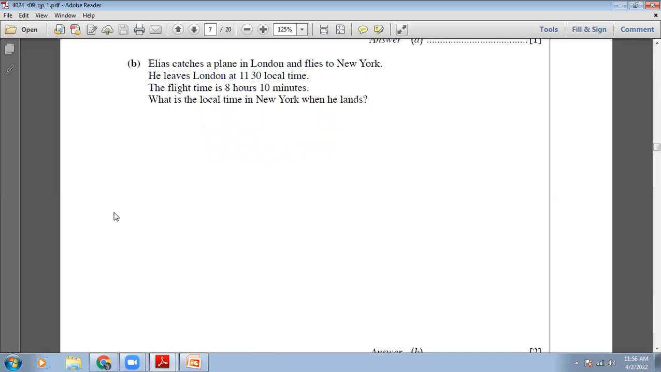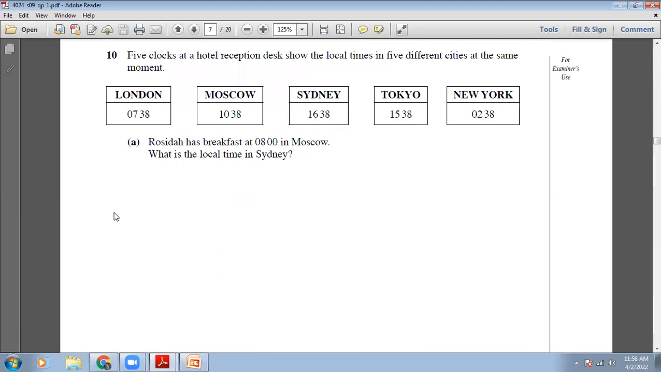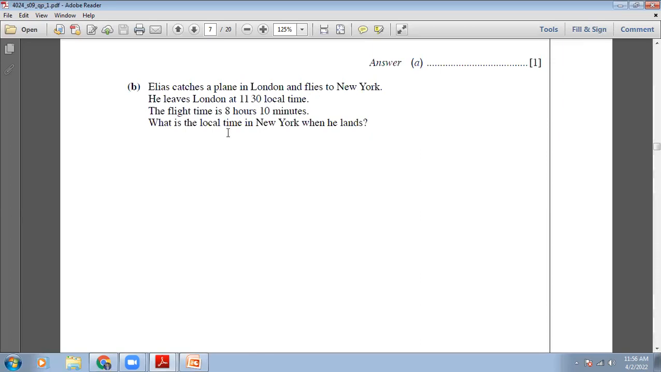Ilyas catches a plane in London and flies to New York. He leaves London at 11:30 local time. The flight time is 8 hours 10 minutes. What is the local time in New York when he lands? Okay, first of all, they are talking about London and New York. When the time in London is 7:38, the time in New York is 2:38. It means that the time of New York is 5 hours behind the London time. We know the departure time from London. We know the journey time. So we can find the arrival time.